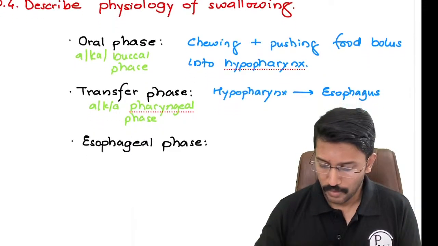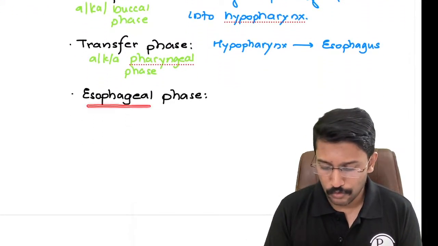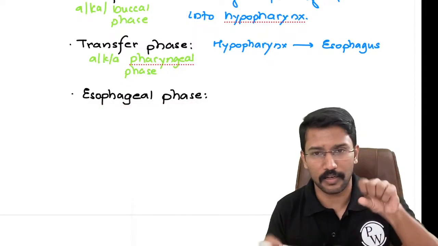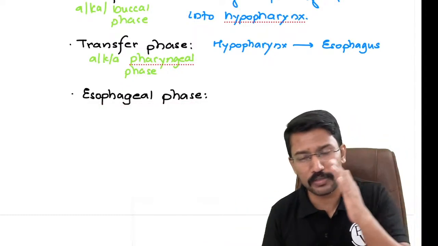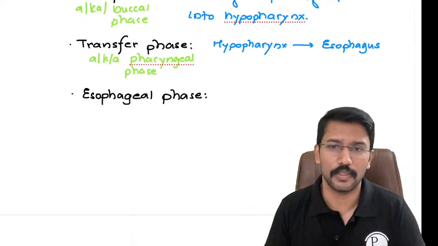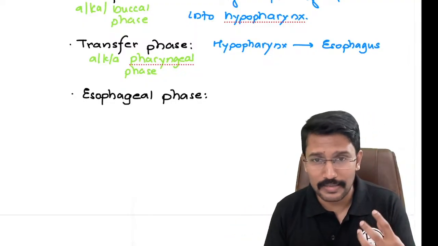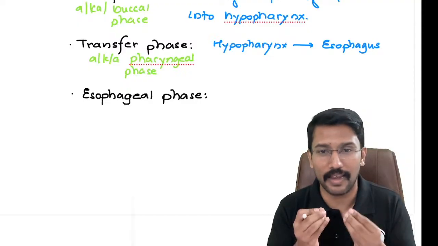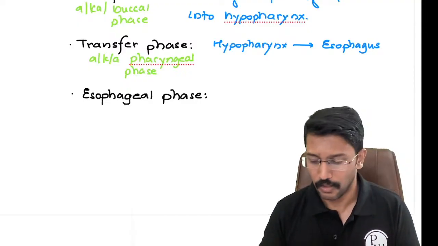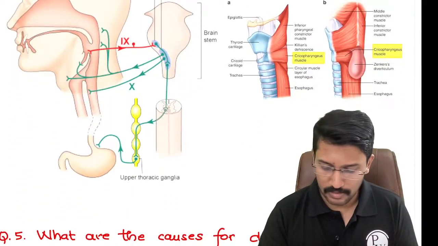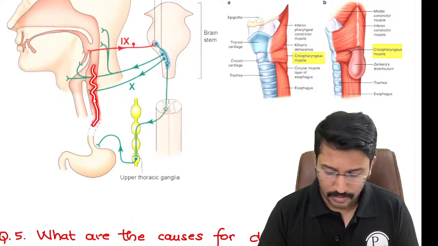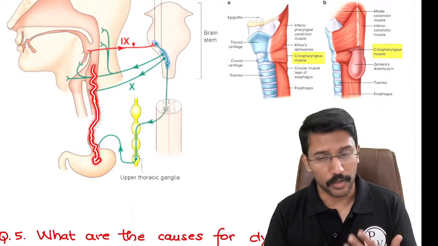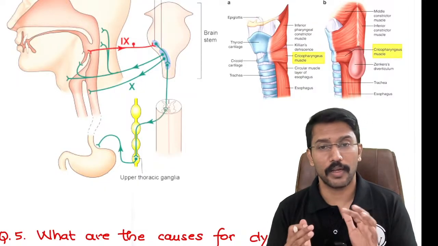Okay. Once the food is transferred to the esophagus, we know that there is peristaltic movement initiated, right, alternating contraction and relaxation, so that the food bolus moves towards the lower end of the esophagus. And as soon as the food bolus enters the esophagus, there will be relaxation of the lower esophageal sphincter, so that the food bolus has an unhindered entry into the stomach, right. Okay. Now, what is the nerve supply to the esophagus?